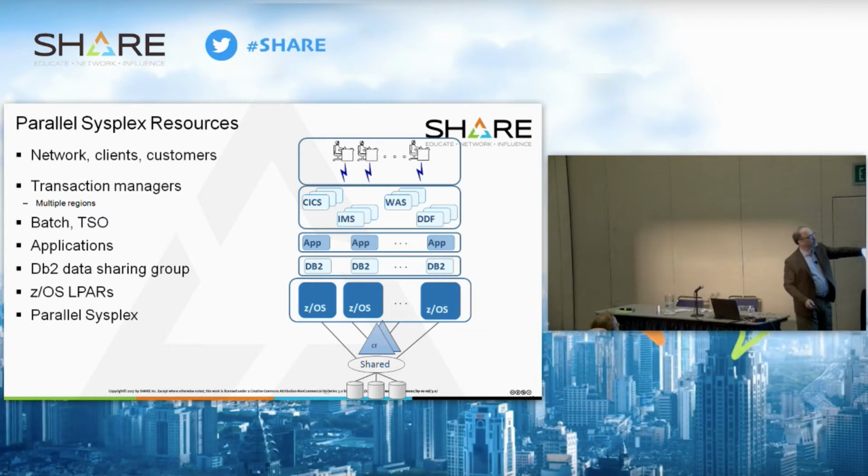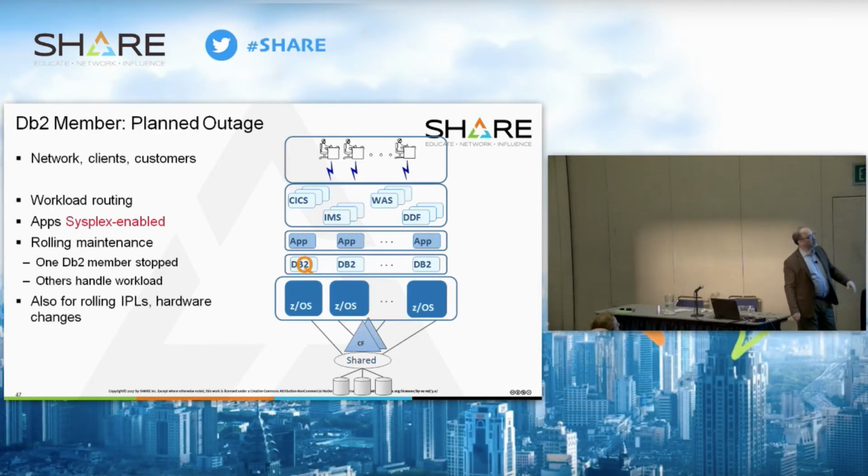So if I look at the overall Sysplex, I've got a bunch of different resources here, right? I've got clients out there, I've got my transaction managers or my batch jobs, I've got the apps themselves, DB2 and the LPARs. If I have a planned outage, I just quiesce this DB2, and the other DB2s will handle the work, right? Between DB2 and CICS, I can take advantage of CICSPlex System Manager, CPSM. And the CICS work is routed to another CICS region that's over here talking to this DB2 on this LPAR. So I can take this DB2 out, and everybody keeps working.